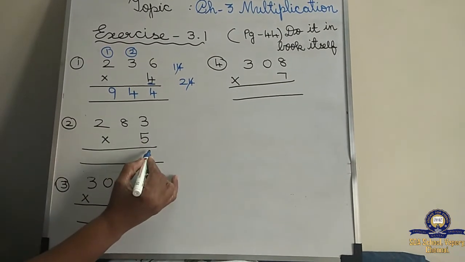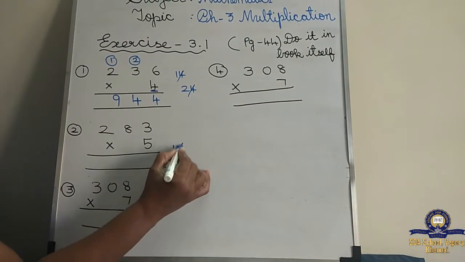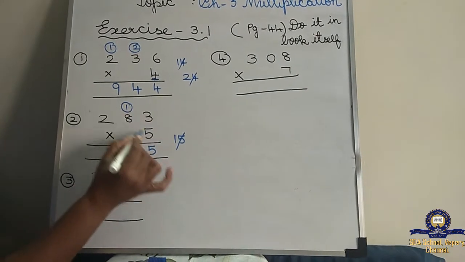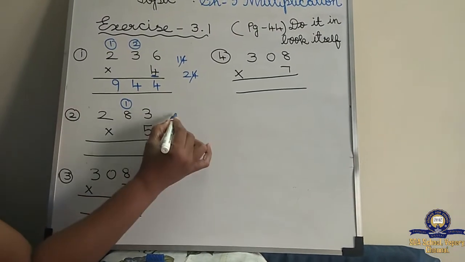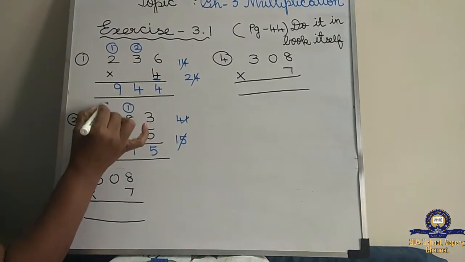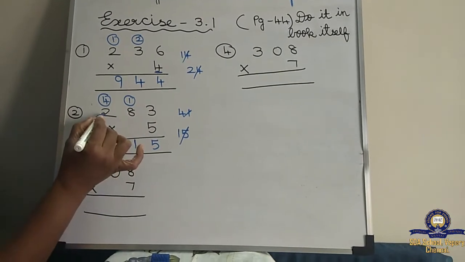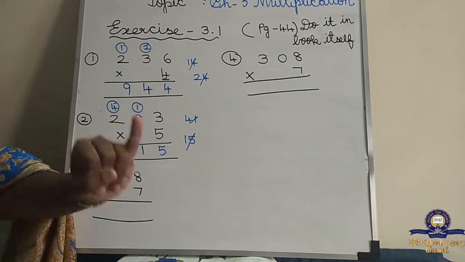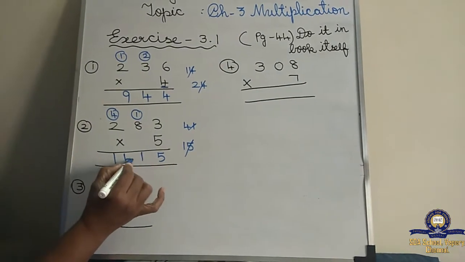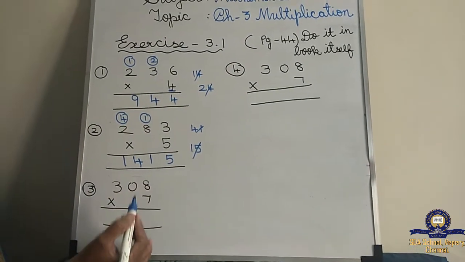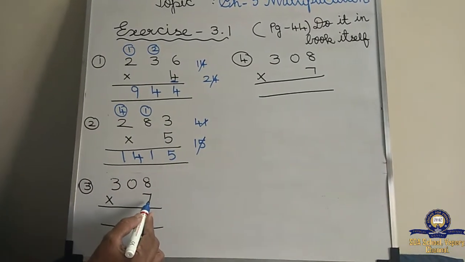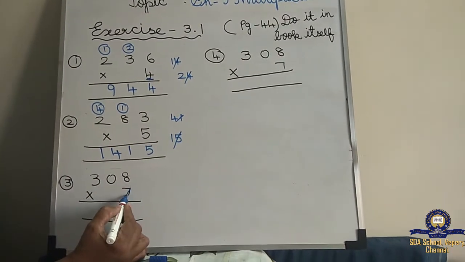And coming to the next sum. 5 3s are 15. Easy table, isn't it? 5 tables. 5 3s are 15. 5 8s are 40. 40 plus 1, 41. So 1 you have to write and 4 you have to write here. 5 2s are 10. 10 plus 4, 14. So what's the answer? 1415.